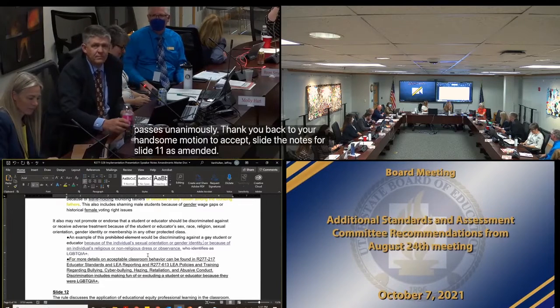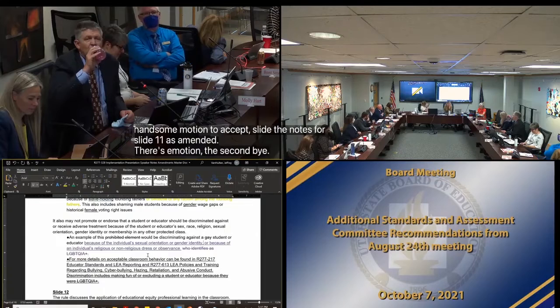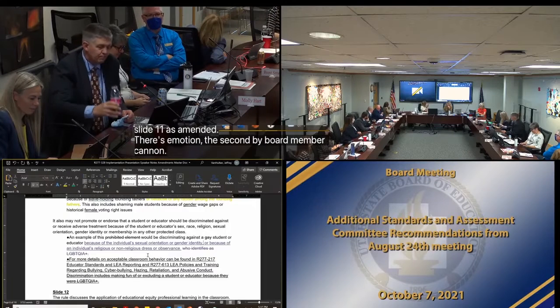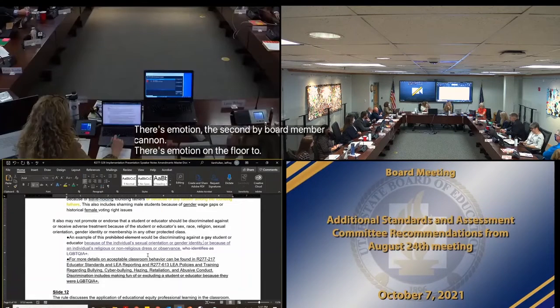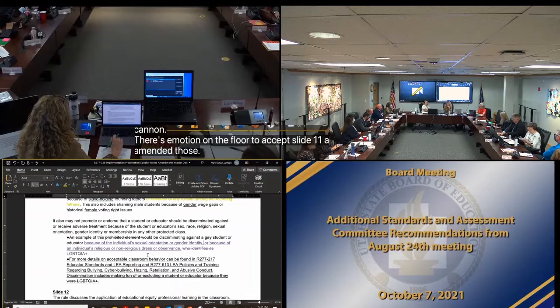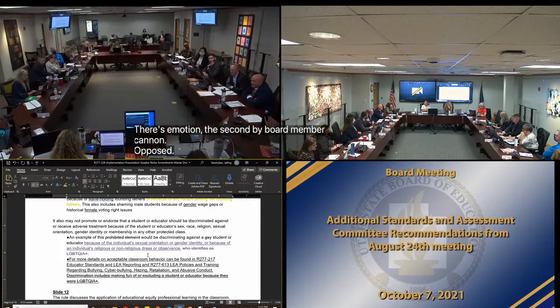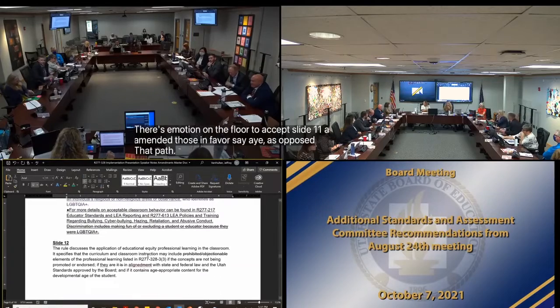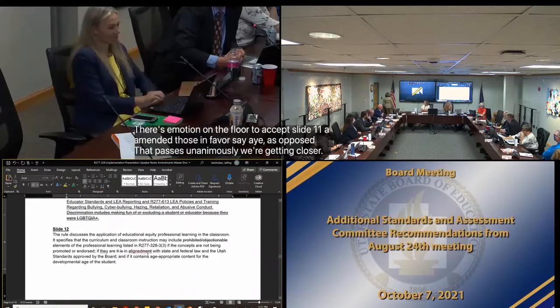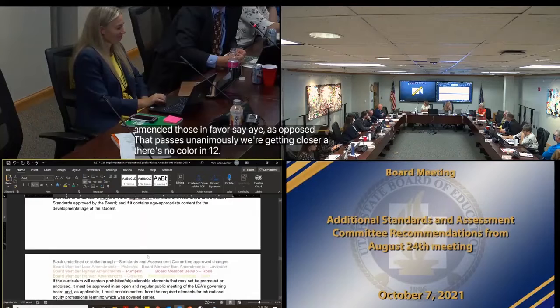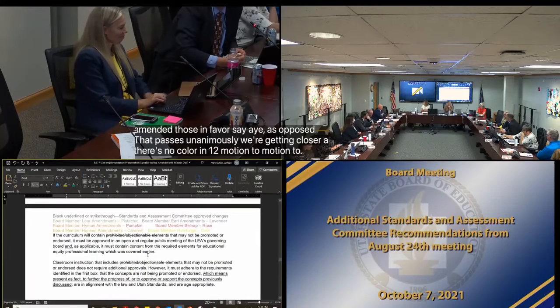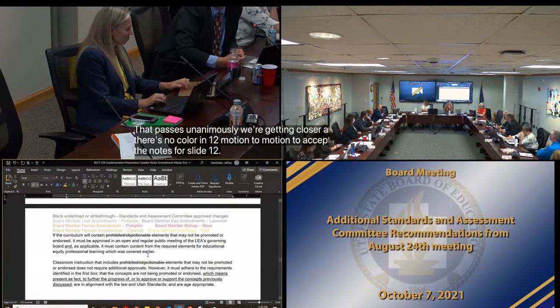There's a motion with the second by Board Member Cannon. There's a motion on the floor to accept slide 11 as amended. Those in favor say aye. Aye. Those opposed? That passes unanimously. We're getting closer and there's no color in 12. Motion to accept the notes for slide 12 as presented.